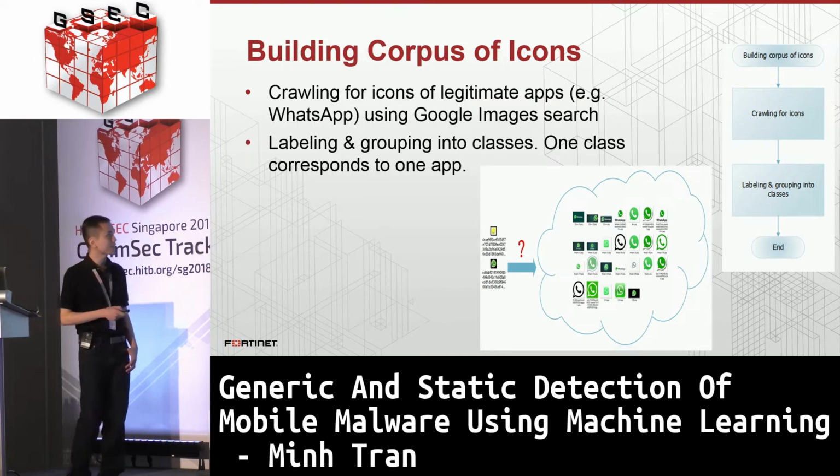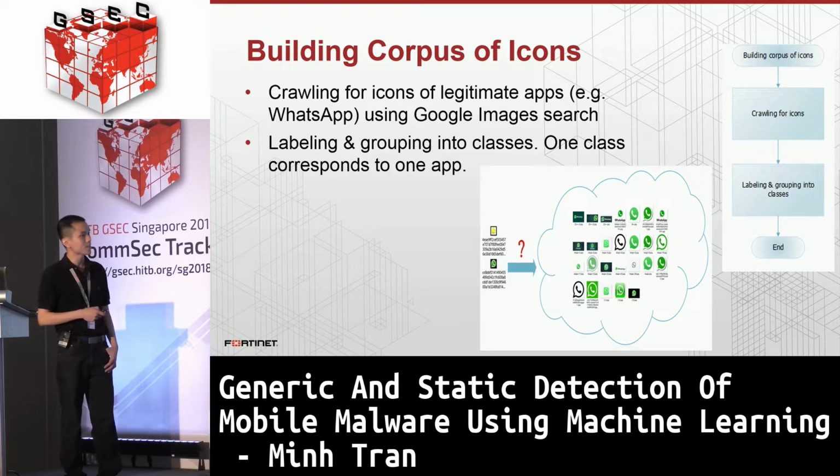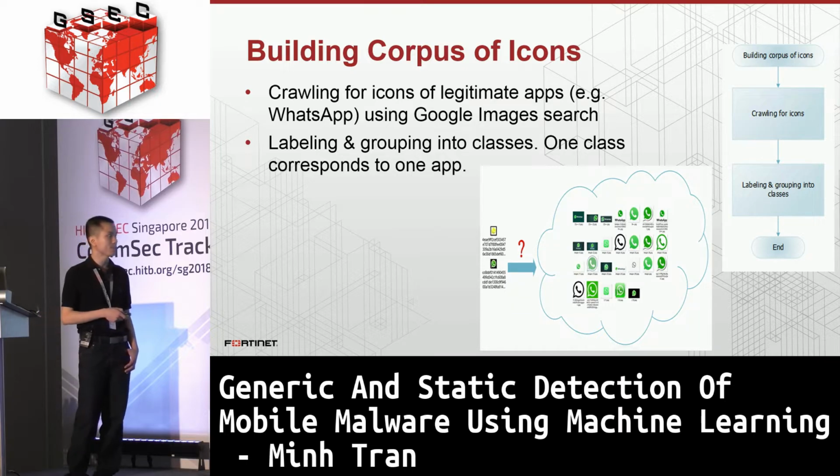So this first step is to build a proper corpus of icons. The first challenge is how to crawl for these icons, because they can come in various resolutions and names and all that kind of thing. In this case, we found a Chrome extension, and based on that extension, we modified the code and performed the crawling and saved to the disk.